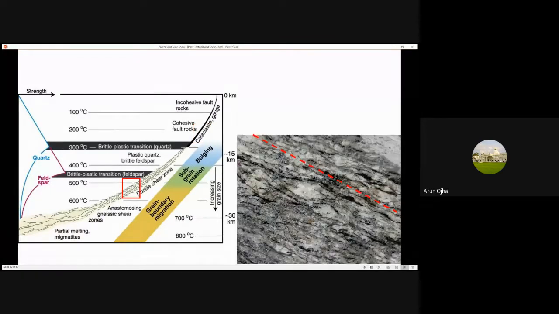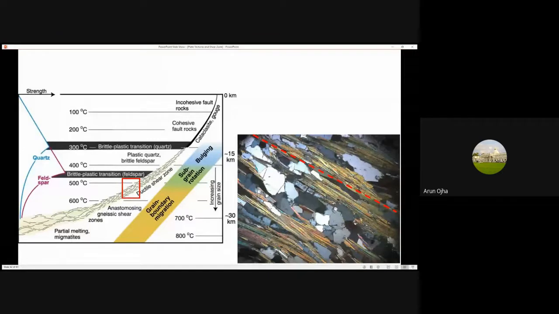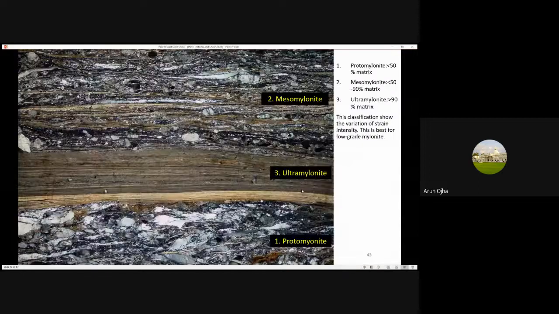At a much deeper part, in the ductile regime, we expect mylonites with strong foliation, represented here by the red lines. We can see the strongly formed mylonitic foliation at a greater depth. This can be observed at outcrop scale and also in microscopic structures. You can see the minerals are aligned in a plane marked by these dotted red lines.